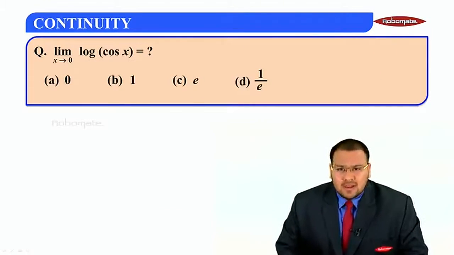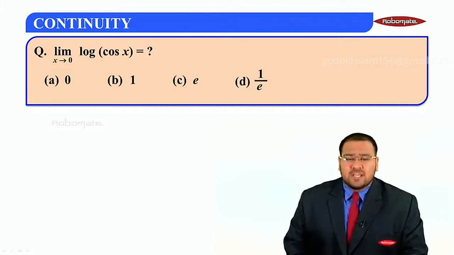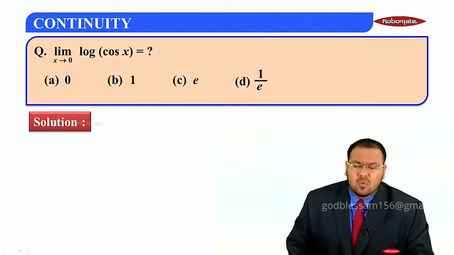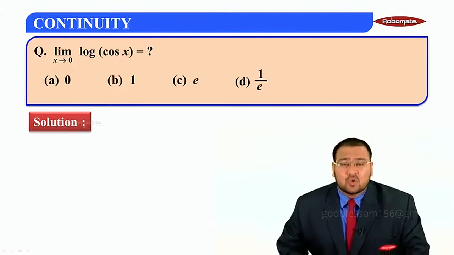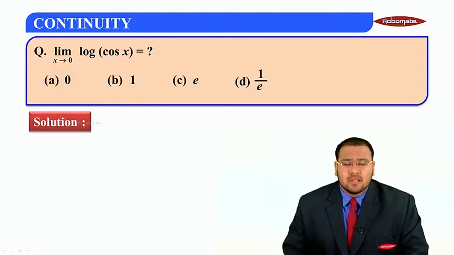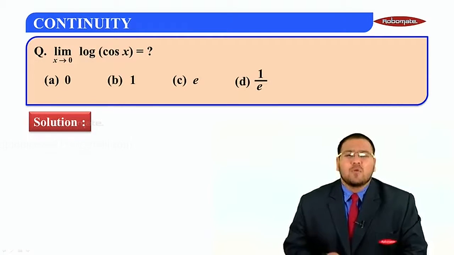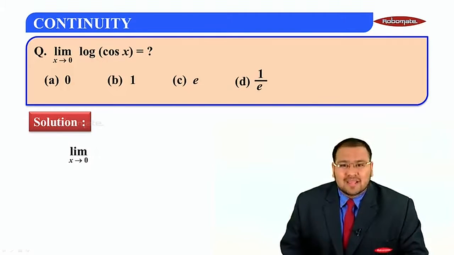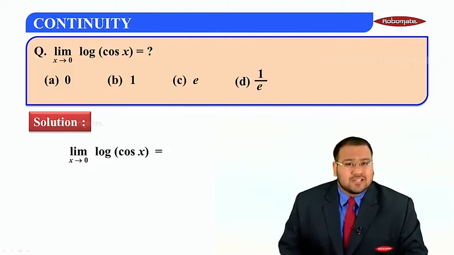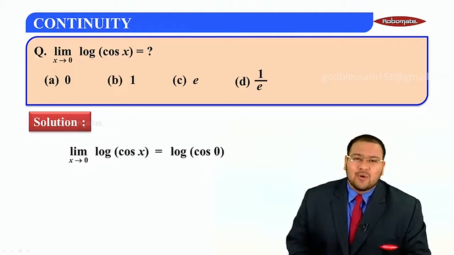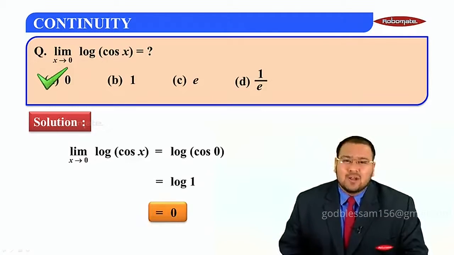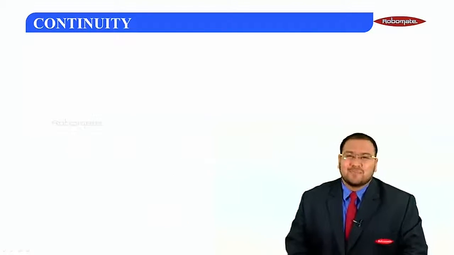Moving ahead, limit x tending towards 0, log of cos x. Students, you might be wondering, what is this question exactly? Such questions are tricky, but also straightforward. What you need to do is simply put the value of x. That is, the limit x tending towards 0 of log(cos x) would be log(cos 0), and we know cos 0 is 1, and hence log 1 is 0. Option A is the correct answer.